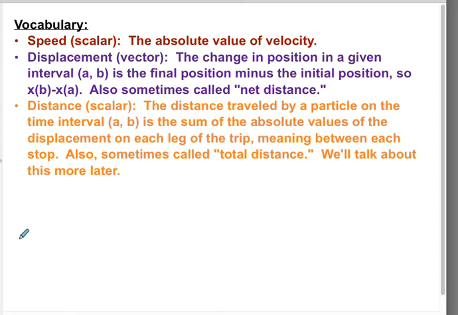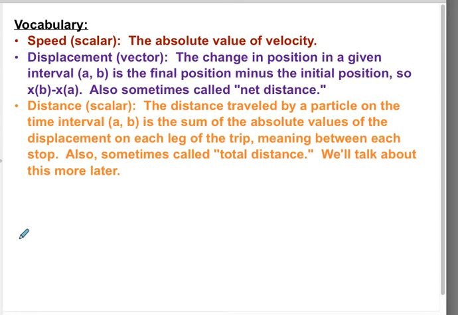Distance itself is a scalar. Sometimes you'll hear it called total distance also, but distance in general is a scalar. It is the distance traveled by a particle on a time interval AB, and it's the sum of the absolute values of the displacement of each leg of the trip, meaning how far you traveled between stops.